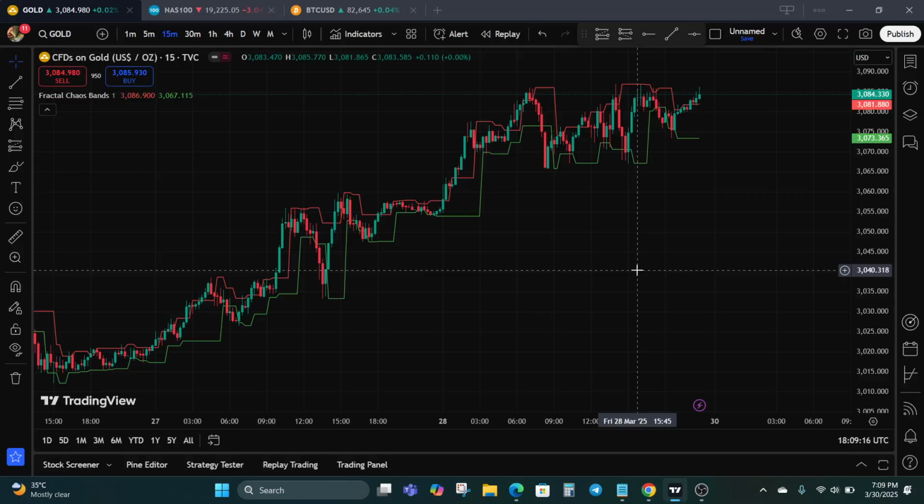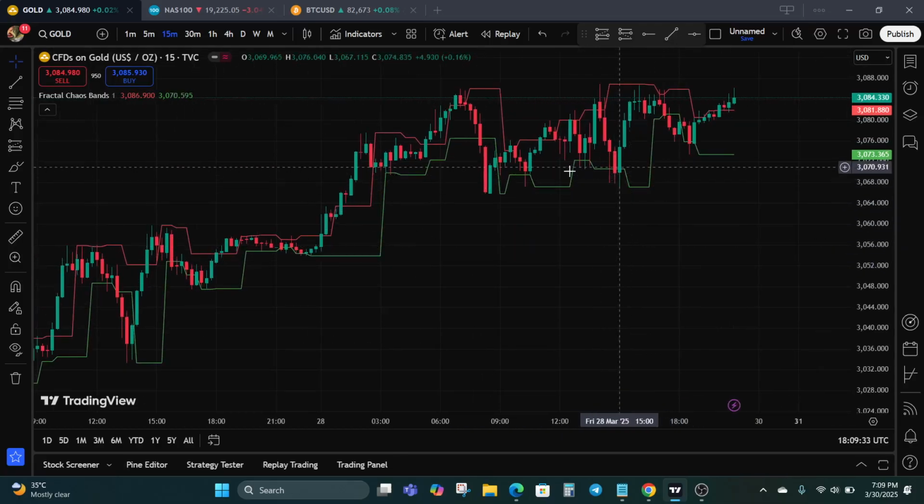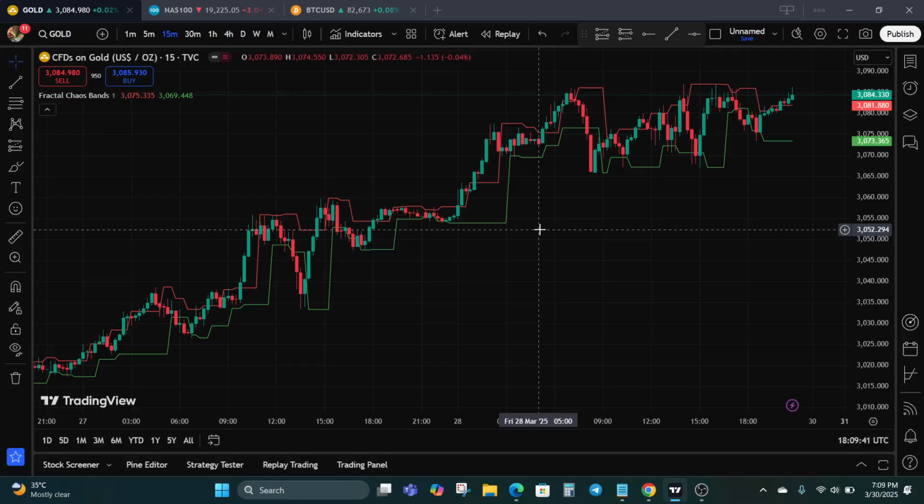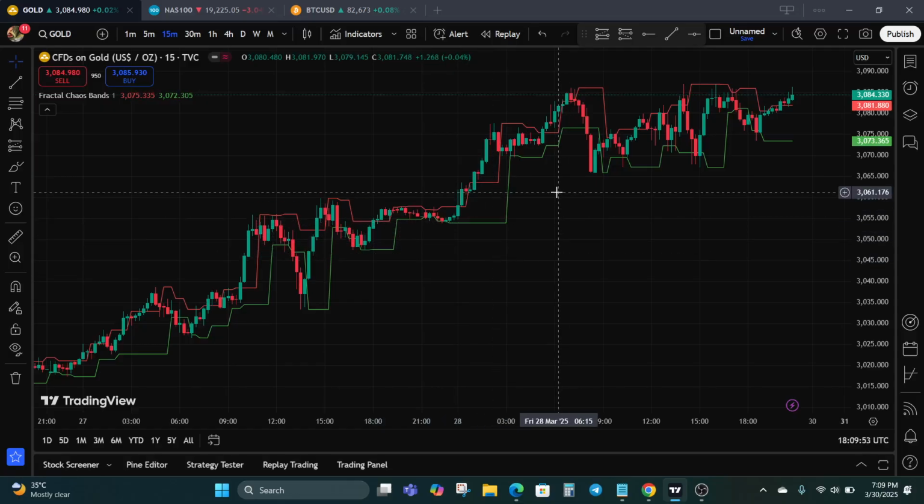Okay. Now, the fractal chaos bands are built on the concept of fractals. All right. Patterns that repeat at different scales in financial markets. Right. So these bands create an envelope around price, as you can see. They create an envelope around price action, helping traders visualize the market structure. So when price moves smoothly within the bands, it creates stability. But chaotic movements outside the bands can signal major shifts in trend.